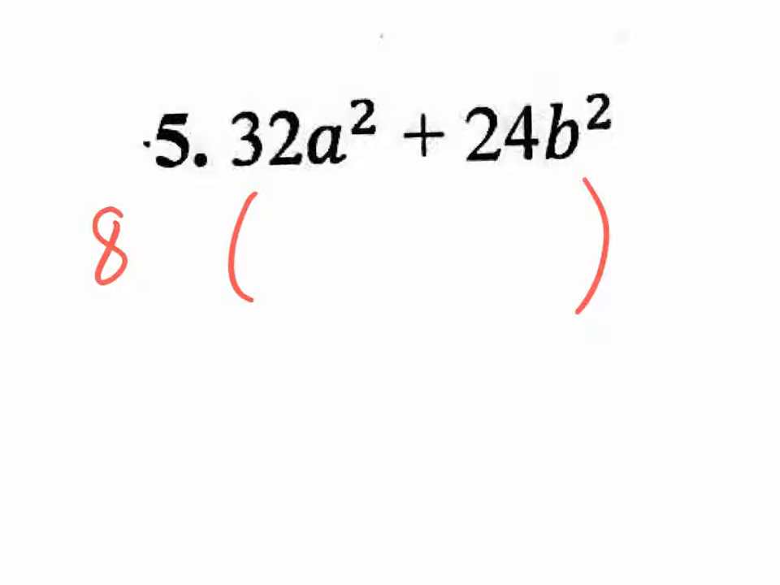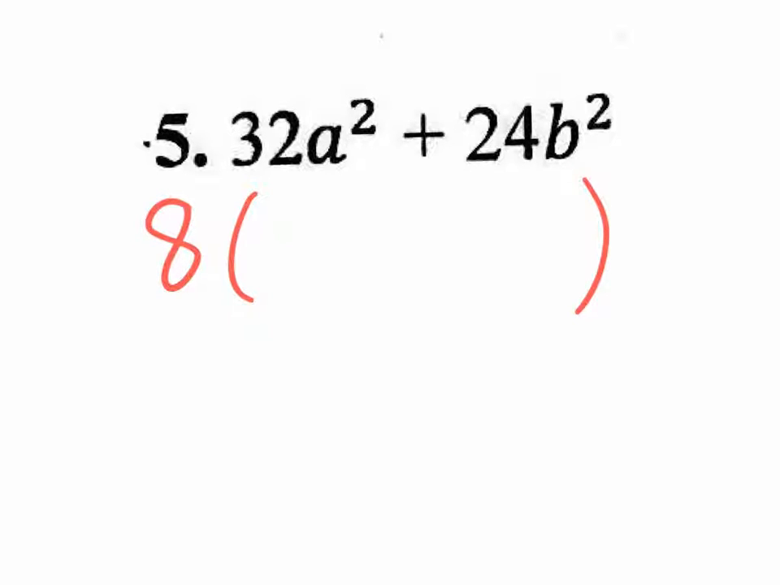Now, is there anything else I could pull out? Are there A's in both terms? No. Are there B's in both terms? No. So that's about it. So maybe we should write our 8 a little closer to the parentheses since that's all there is. I thought there were going to be variables, but there aren't any variables in common in both terms.